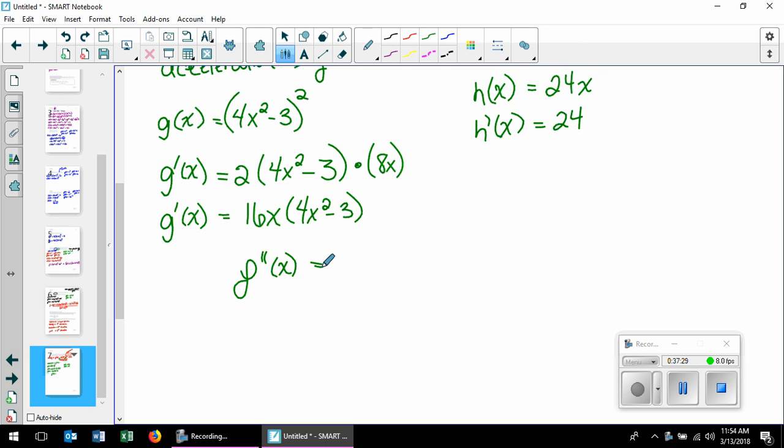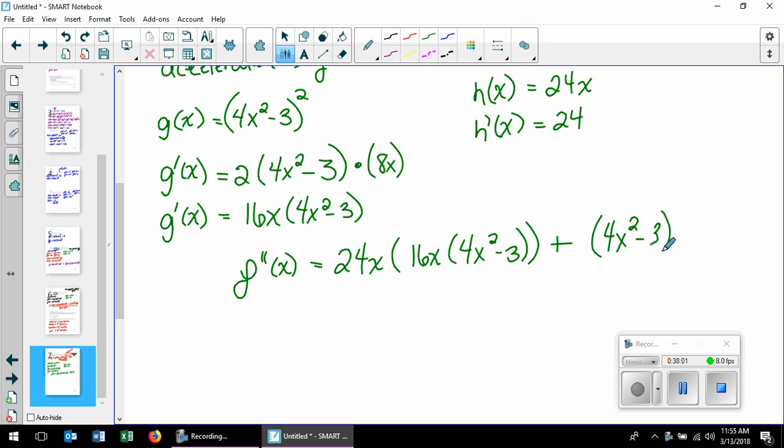So I'm going to say, what am I going to say? First function was 24x times the derivative of the second function, which is this one. So this one is 16x times 4x squared minus 3, plus this original function, which is 4x squared minus 3 squared, times the derivative of the other one. Can you get that?